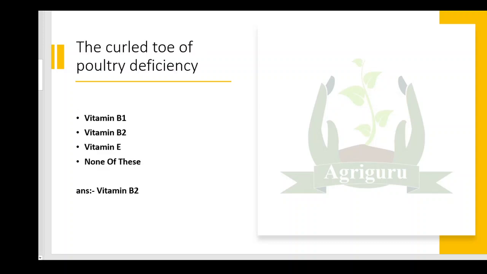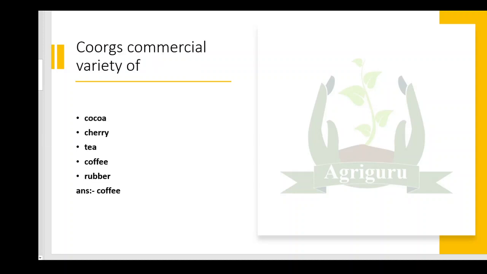The next question is from animal husbandry and dairy. Curled toe in poultry. Curled toe is a symptom caused by vitamin B2 deficiency. Vitamin B2 is riboflavin deficiency. The next question is Coorg. Coorg is a commercial variety region of coffee, mostly grown in the Karnataka region.